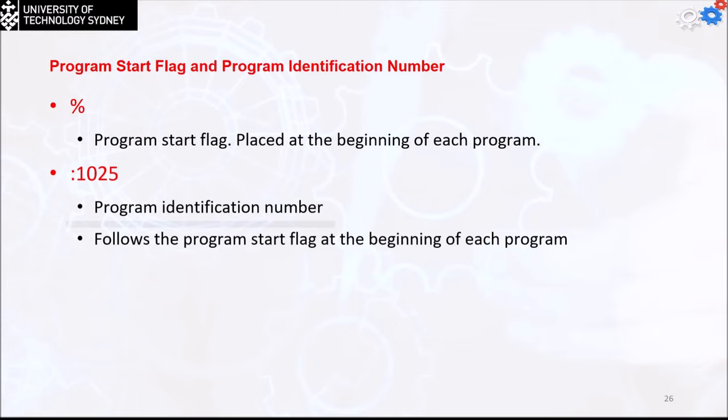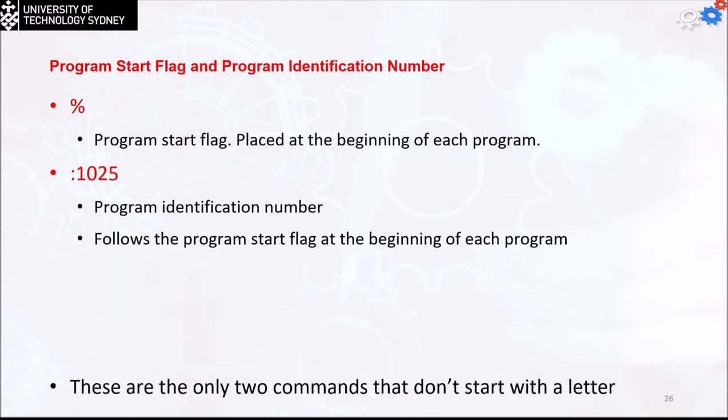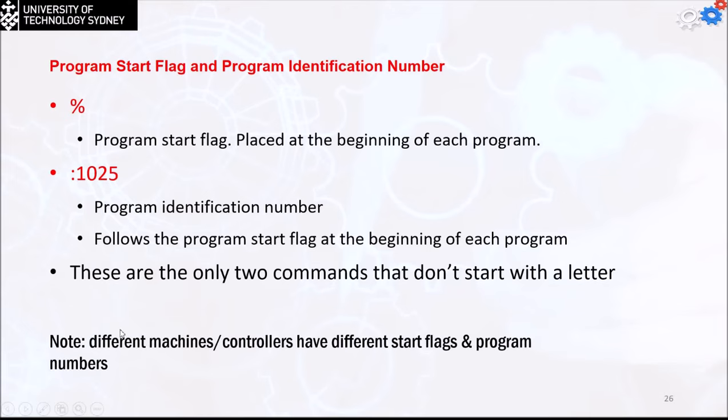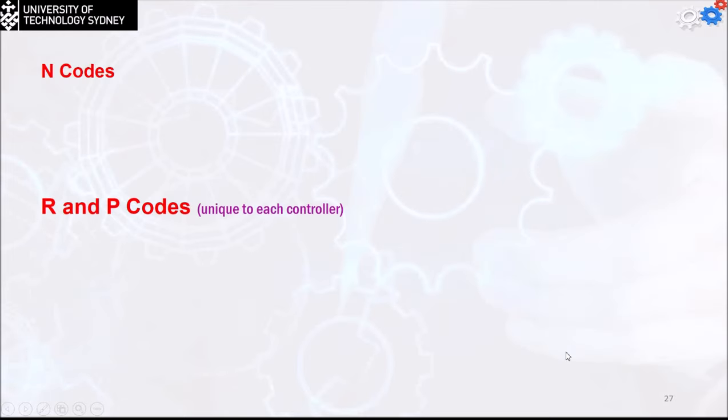Actually, this can be used if you are going to store multiple programs in the CNC machine, so you don't have to write down the program every time. It's going to be stored there with a unique identification number. So each time you would like to use this program, you just call it and then you can start it. These are the only 2 commands that don't start with a letter. They don't have a line number and don't have any code with them. Different machining controllers have different start flags and program numbers.